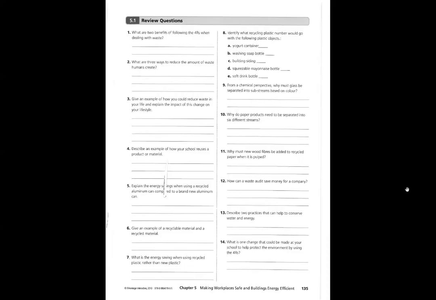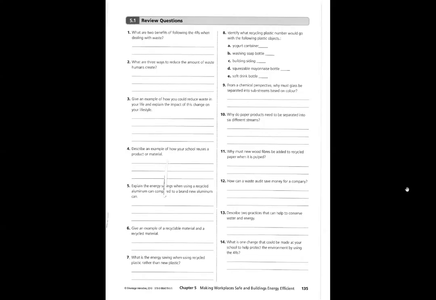5.1 is lesson 16 review questions. We'll start with question number 1. It's worth 2 marks. What are 2 benefits of following the 4 R's when dealing with waste? I think there's one huge benefit, but there are also many others mentioned. So any 2 that you want to pick, or 2 that you came up with yourself. I always love when you come up with your own.